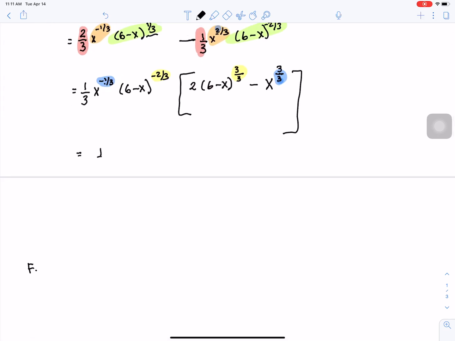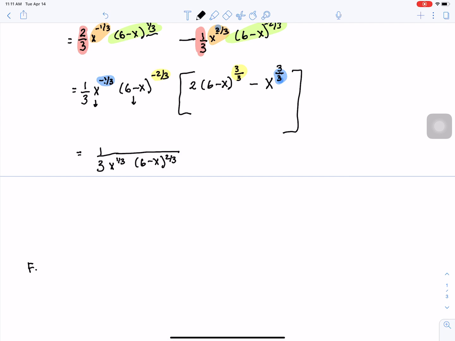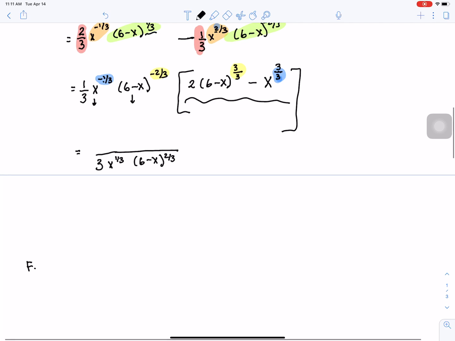Clean this stuff up, 1/3. I'm going to move the x to the 1/3 on the bottom. 6 minus x to the 2/3 goes on the bottom. So I'm going to just kind of put an arrow that moves those to the bottom. I'm going to get rid of this one, but this whole term sits on the numerator. So it's going to be 2 times 6 minus x minus x. Now I'm going to do one final step to clean this up.